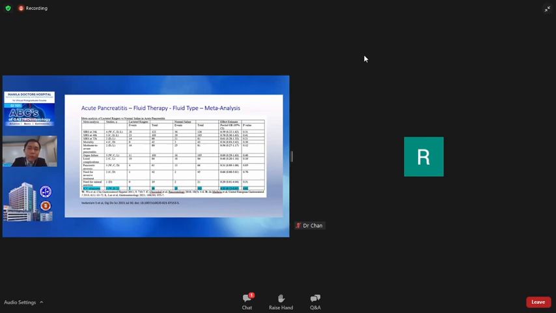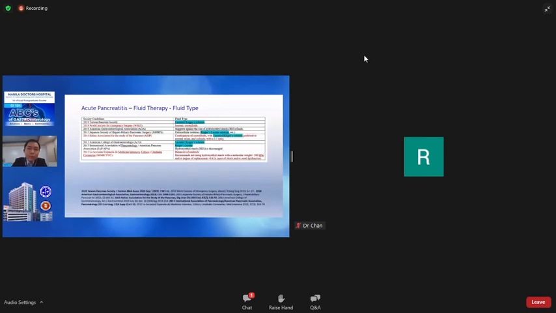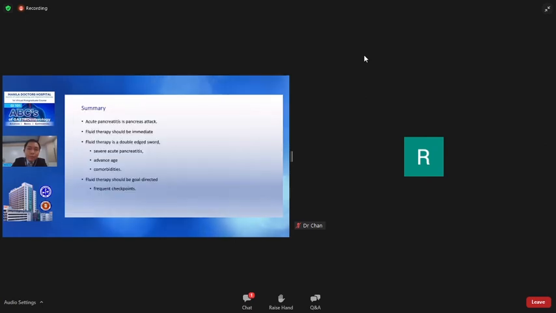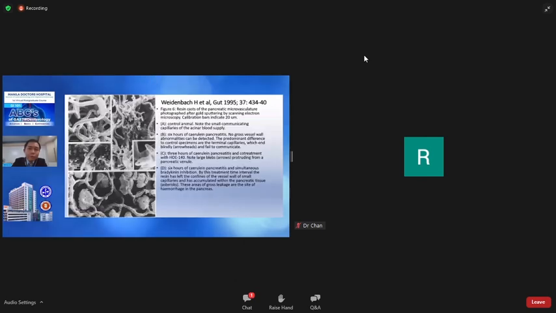Interestingly, despite these findings, it showed significantly less ICU admission and a trend toward less pancreatic necrosis, both in favor of lactated Ringer's. Most of the guidelines recommend lactated Ringer's. In summary, acute pancreatitis is a pancreas attack. Hydration should be immediate to avoid progression of the attack. However, hydration is a double-edged sword, especially in those with severe pancreatitis, advanced age, and comorbidities. To avoid volume overload, such hydration should be goal-directed with frequent checkpoints.